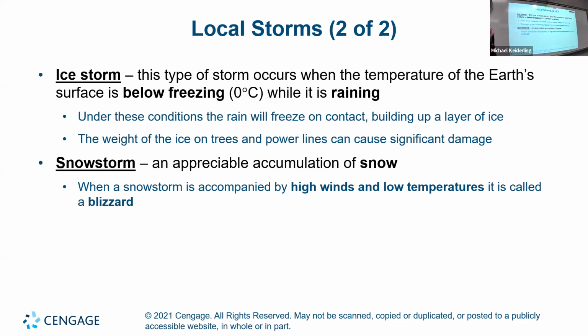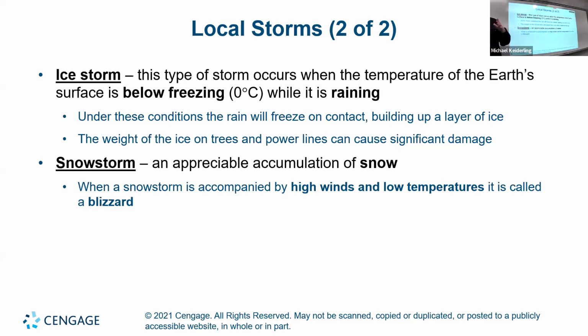Some other local storms you can have. An ice storm is one that occurs when the surface of the earth is below freezing when it's raining, and so the rain freezes on contact with the ground, and it builds up a layer of ice, and this is awful. The weight of ice on trees and power lines can cause significant damage. And also, it coats everything with ice, which is miserable and dangerous because surfaces get really slippery.